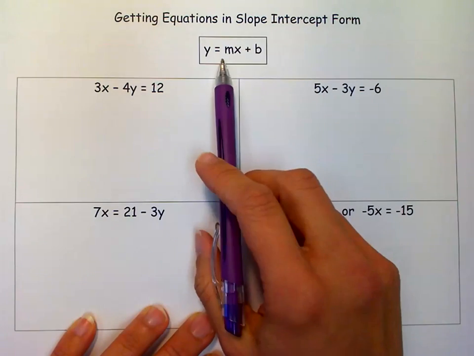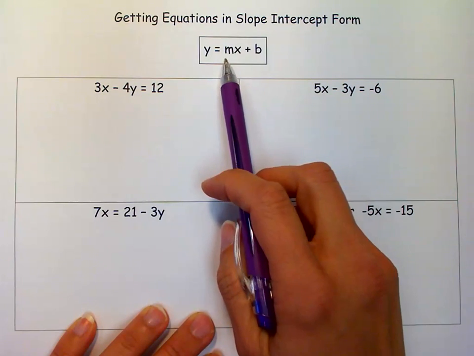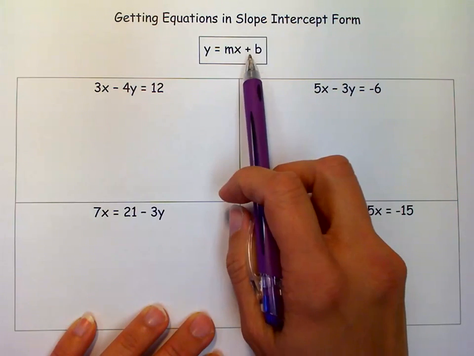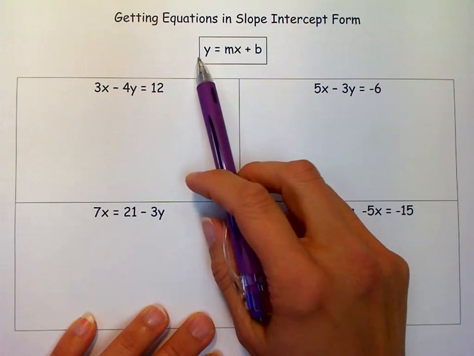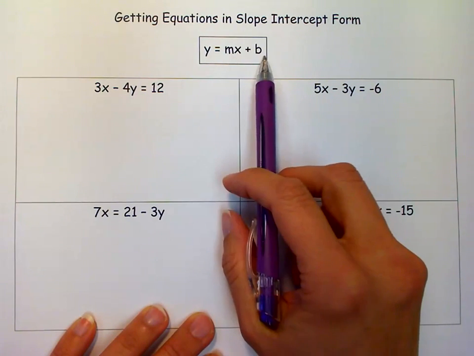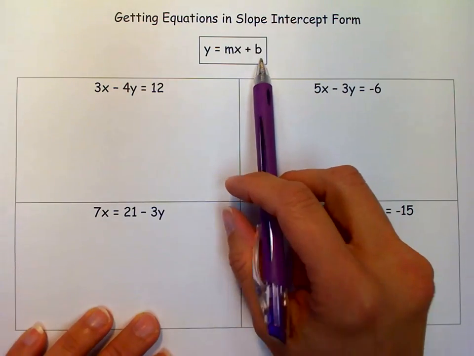We're going to take some equations and get them in slope-intercept form. Remember, slope-intercept form means that y is alone, it equals m times x, so we usually put the x term first, plus b. In some books I've seen it written the other way around, but most of the time you'll see y equals mx plus b, the x first and the constant last.